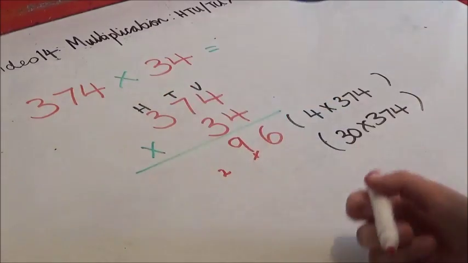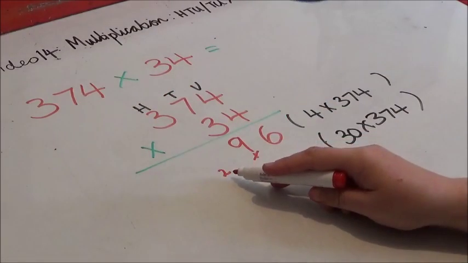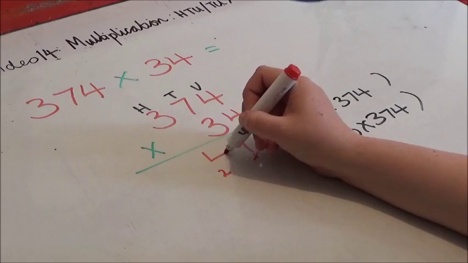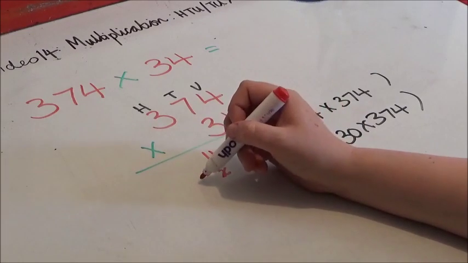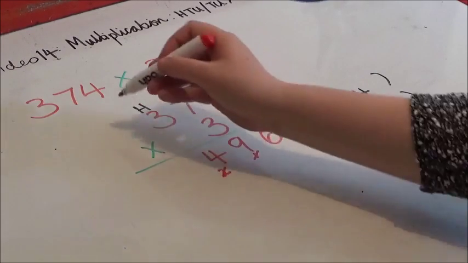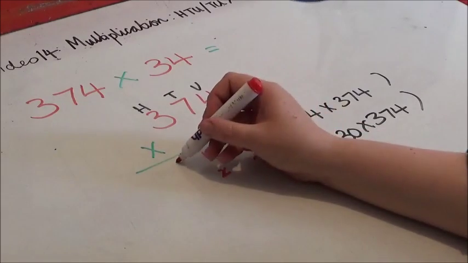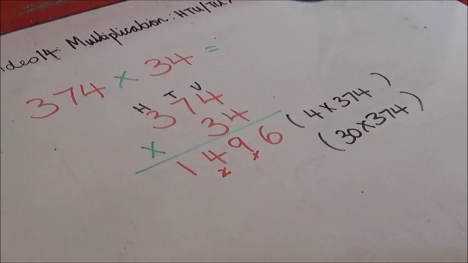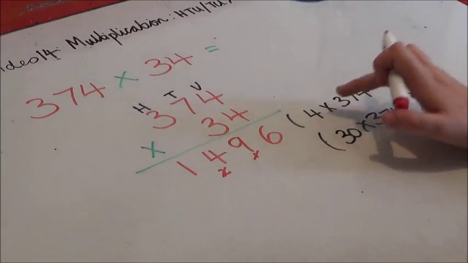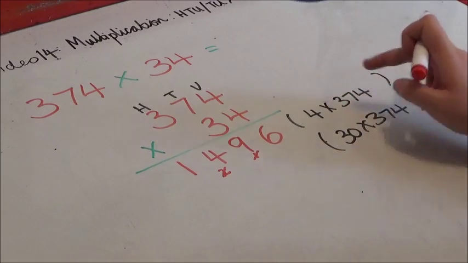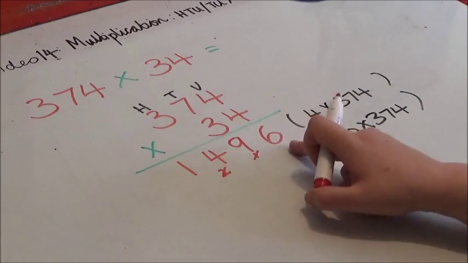4 times 3 is 12, add the extra 2 is 14. I've got nothing to carry under here because I've got no further multiplication to do, so I'm going to add that 1 there. So already at the moment we know that 4 times 374 is 1496.